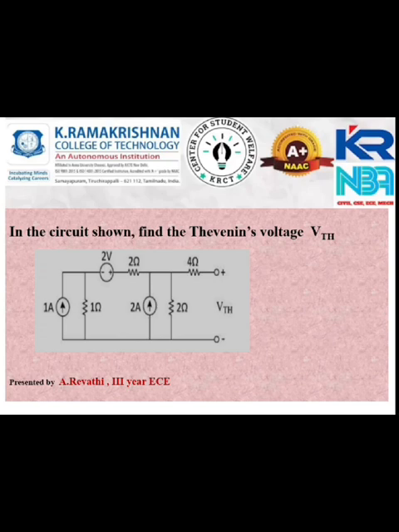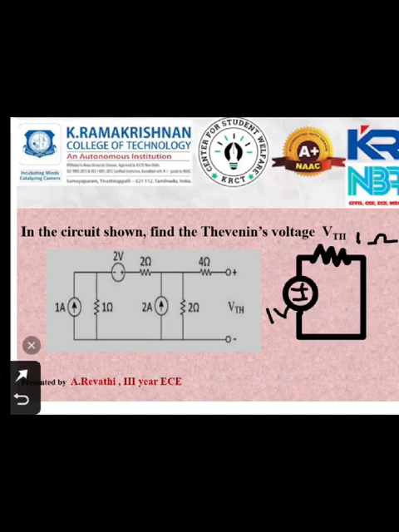Here the given circuit is a Norton's equivalent circuit. We are going to find the Thevenin's voltage and hence we have to convert this Norton equivalent circuit into Thevenin's equivalent circuit. For this we have to consider this branch. In this branch the current flow's direction is indicated by an arrow mark. The head of this arrow mark is considered as positive and the tail of the arrow mark is considered to be negative because the current flows from higher potential to lower potential.